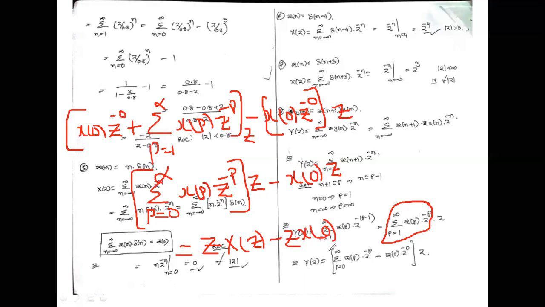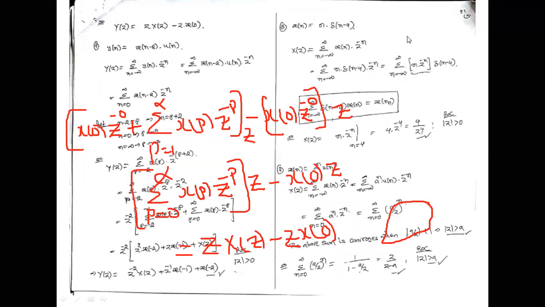Now whatever y of z is here, I wrote y of z is equal to z into x of z minus z into x of 0 also. Don't be confused. But for unilateral, there is definitely a subtraction or addition of the initial value conditions also. But bilateral means we will get only z x of z, z x of z only.